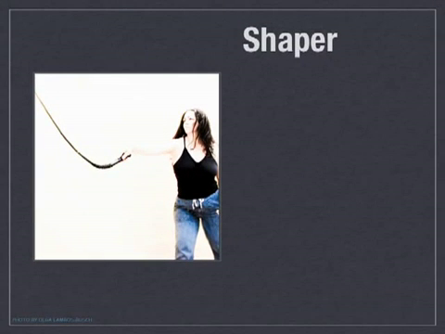The shaper role is symbolised with a whip. That's because they whip the team into shape. They drive things forward with incredible dynamic energy. They really are very focused on the task and the goal.